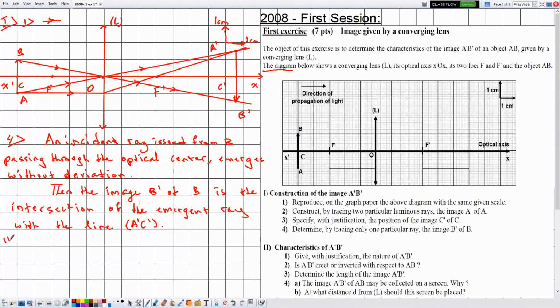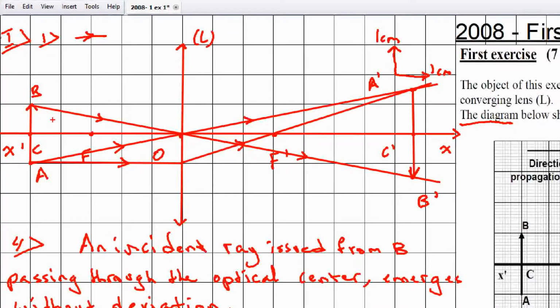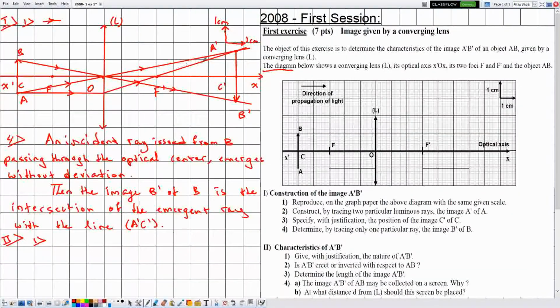Now we are in part 2, number 1. They are telling me characteristics of A prime B prime. Number 1, give with the justification the nature of A prime B prime. Notice that AB is located in front of the lens, whereas the image A prime B prime is located behind the lens, which means that the object and the image are on opposite sides with respect to the lens, which means that the image is real. Okay, we know that always when the image and the object are on opposite sides, then the image is real.